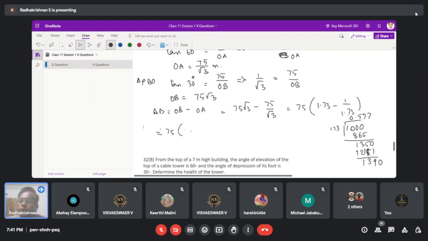75 into 1.73 minus 0.58. So if they are given 2 decimals right here, therefore this also we have to get up to 2 decimals. For that, we have to compute up to 3 and round it off. So that is the way we should do. Now you can multiply 75 into 1.15. So another multiplication we have to do.